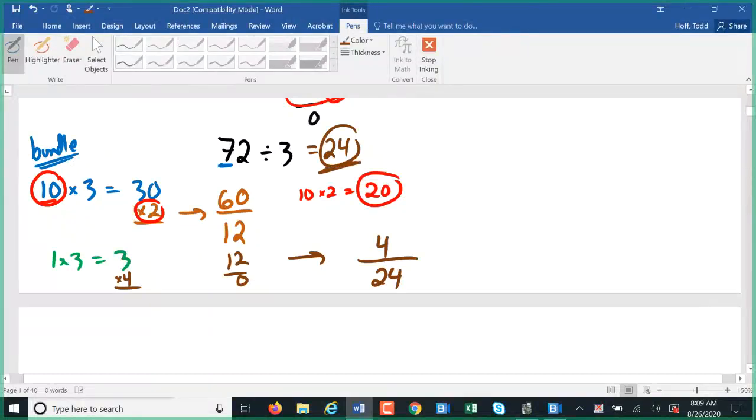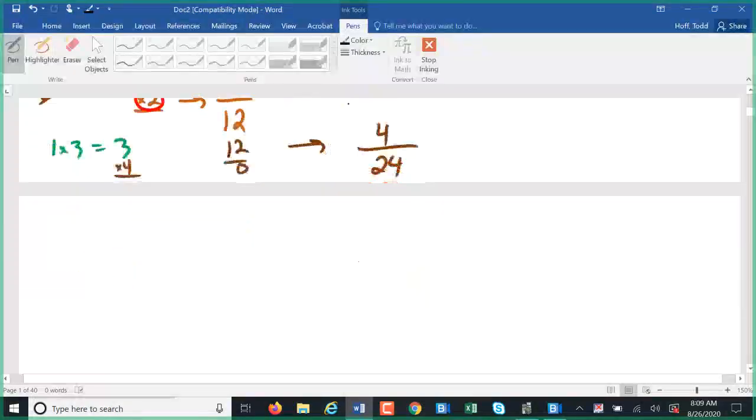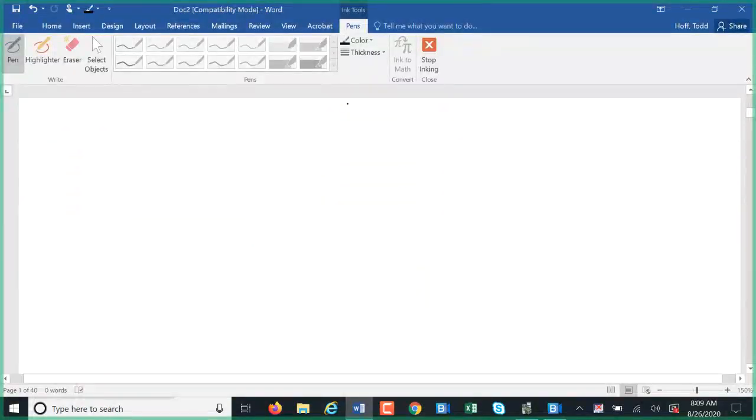But notice I didn't have to do it once at a time. I could do it in those bundles. Our process of long division is just an organized way of doing that subtraction.